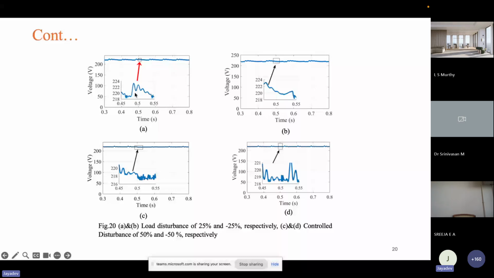Similarly, for the C and D case, we checked the control disturbance, meaning we give an error to the PI controller. If the error is around 50% more and 50% less, how will the controller decide the phase shift, and is the DC link voltage stabilized or not? That we have checked, and we got very little deviation. C and D define the control disturbance of 50% increase and decrease.